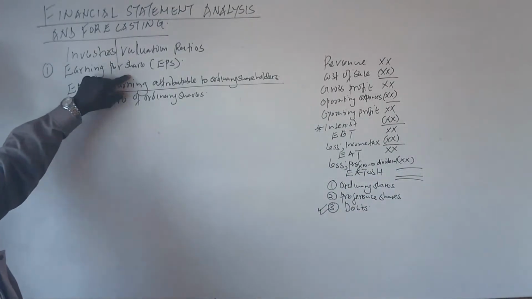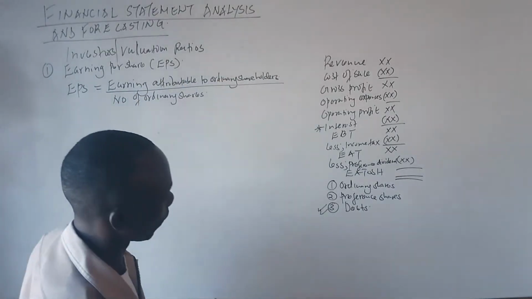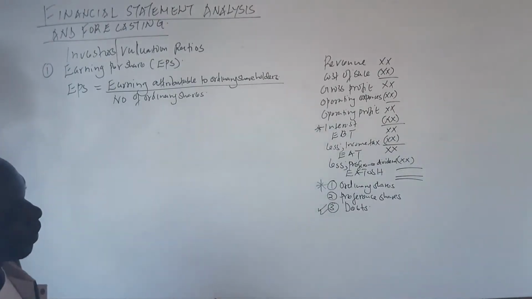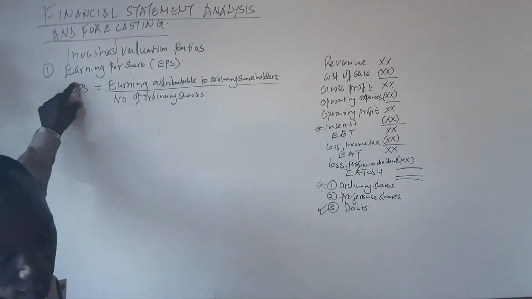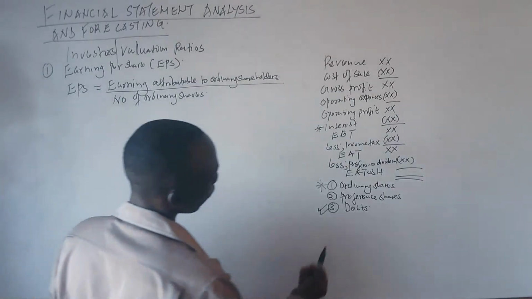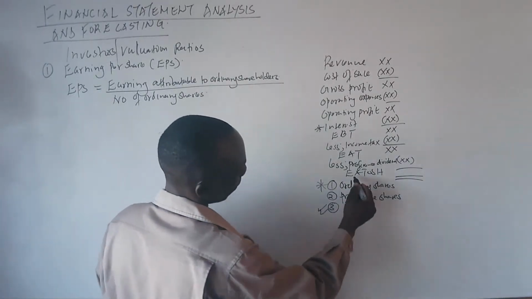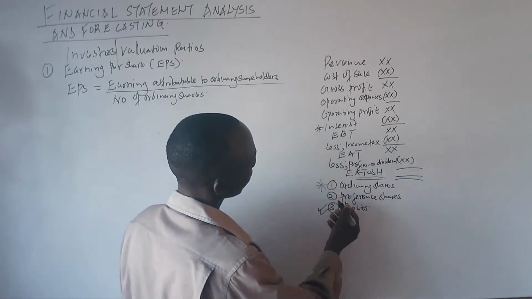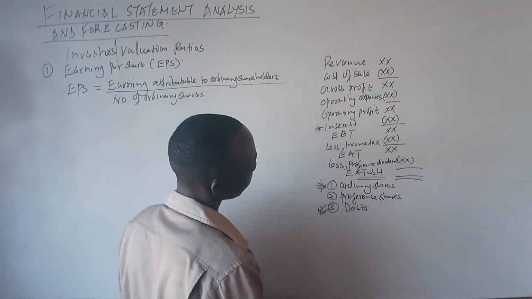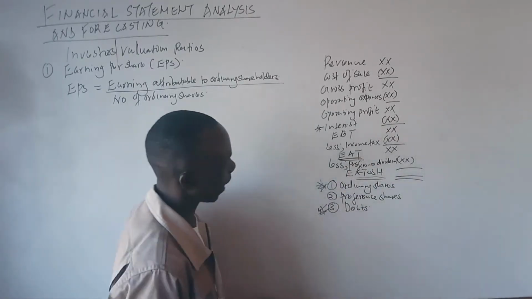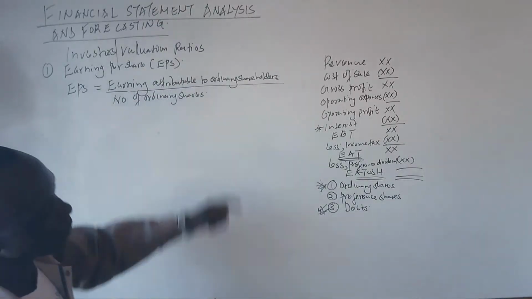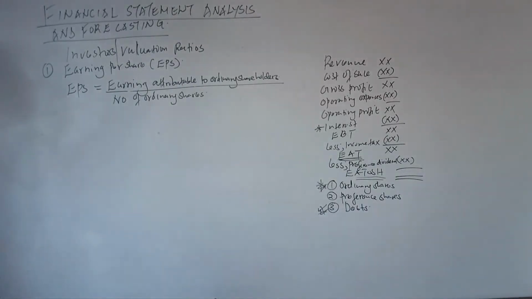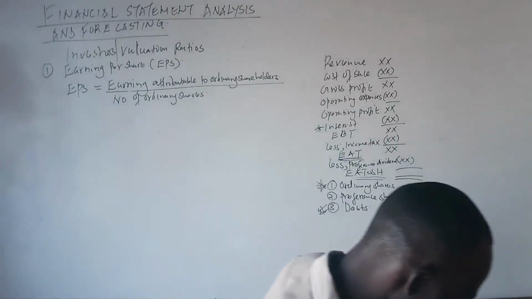Then from there, you confirm how many ordinary shares you have in a given company, so that you can get the earnings per share. So anytime you find that the company is financed by all three, you must get the earnings attributable to ordinary shareholders. Anytime you find that a company is only financed by debt and equity, then the earnings after tax become the earnings attributable to ordinary shareholders. That is how you get the EPS.